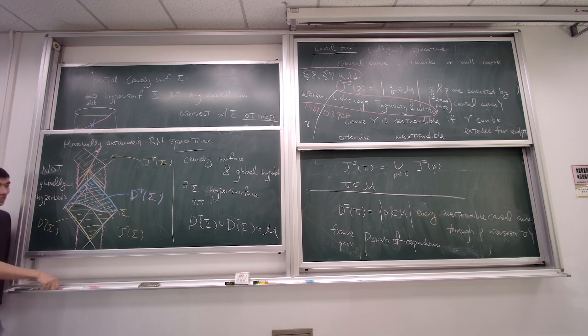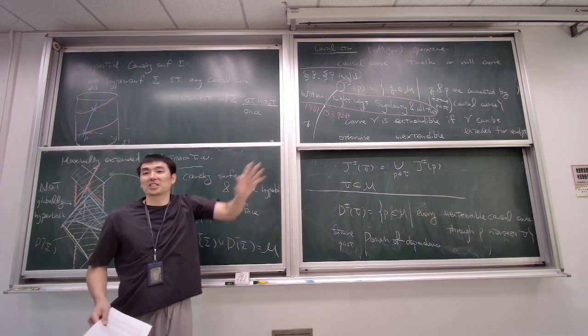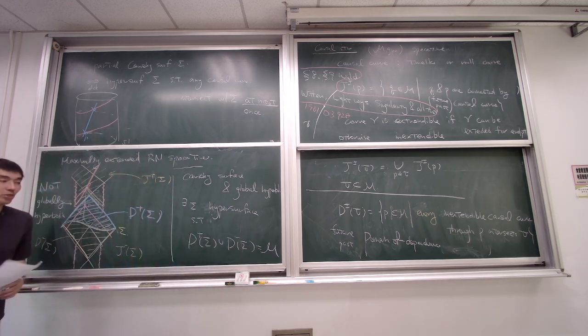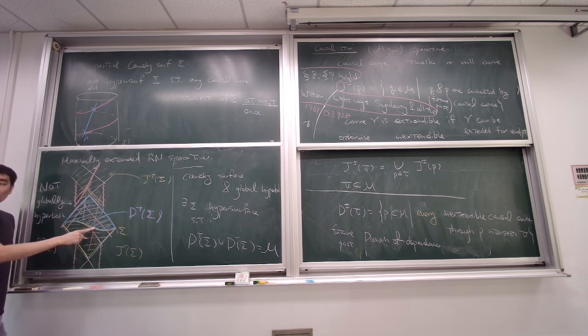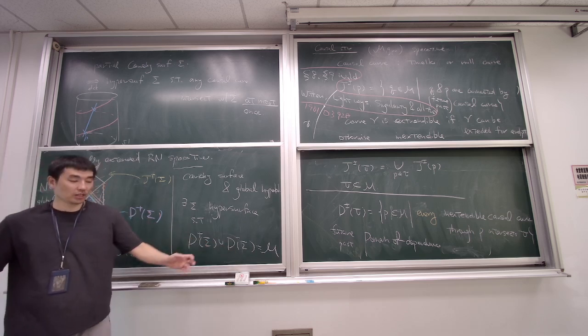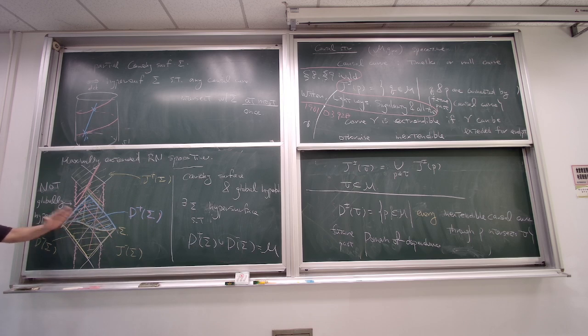Because this curve does not intersect with sigma, but it's okay, because at most once means 0 or 1. So this timelike curve does not intersect, but this timelike curve intersects once. So therefore it's a partial Cauchy surface. However, the entire space-time cannot be decomposed into D plus and D minus of sigma, so it's not the Cauchy surface, and the space-time is not globally hyperbolic.